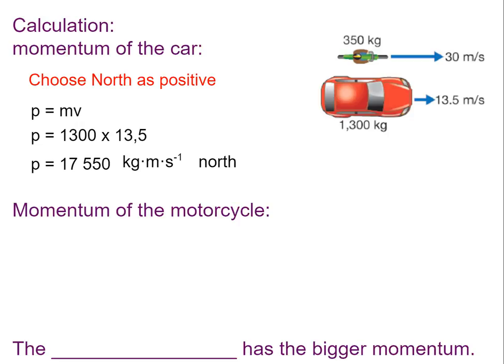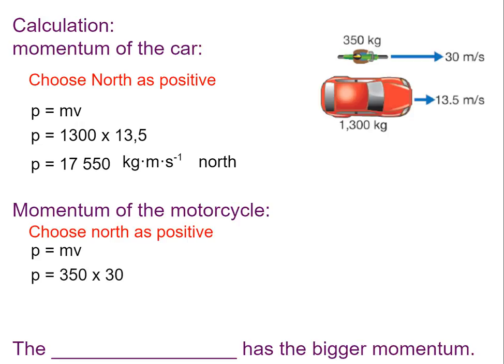Okay, the momentum of the motorcycle. First I choose a direction, and stick to the same direction in a specific problem. Choose north as positive. I write down my equation, I substitute my values, and then I calculate my answer. I remember my unit, and I remember to interpret the sign as a direction.